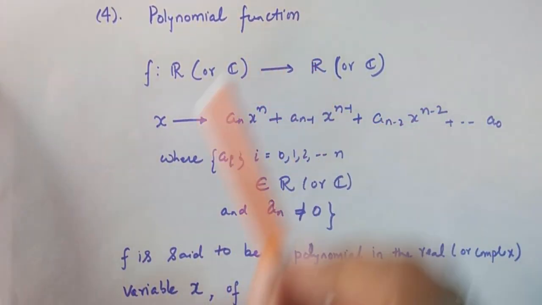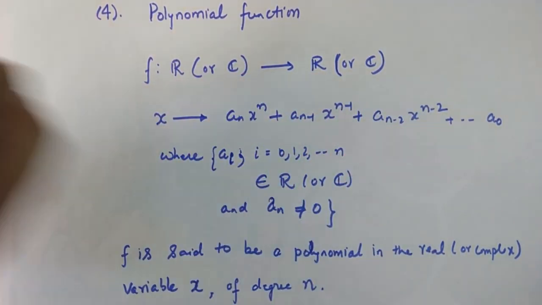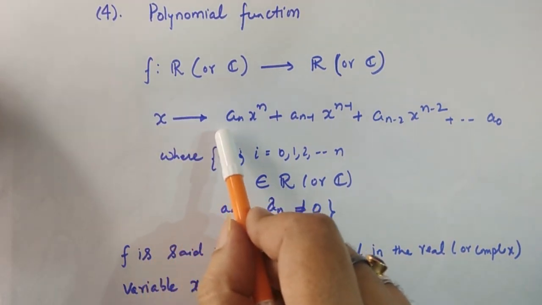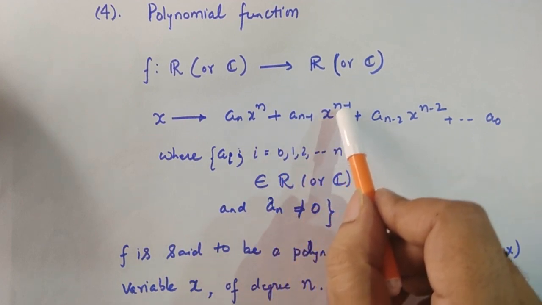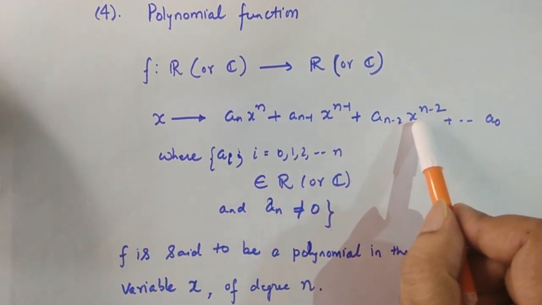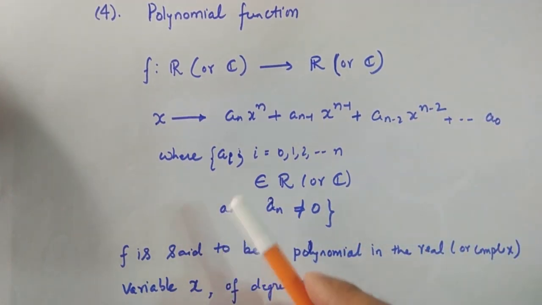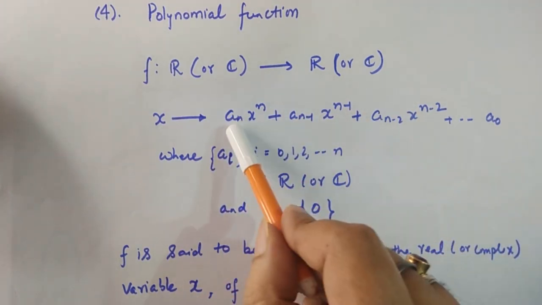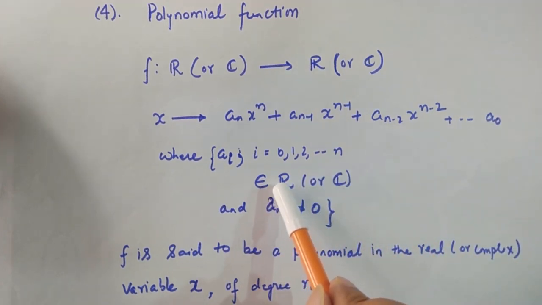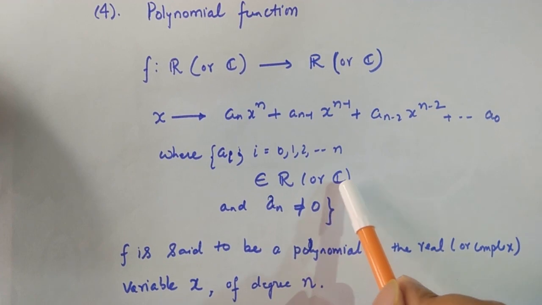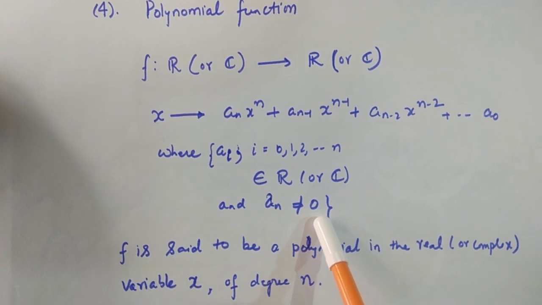Let us consider the polynomial function. F is a function from R or C to R or C, such that x gets mapped onto an x to the power n plus an minus 1 x to the power n minus 1 plus an minus 2 x to the power n minus 2 plus all the way up to a naught, where these constants an minus 1, an minus 2 and so on are either members of the real number set or the complex number set. And also we require that an should not be equal to 0.